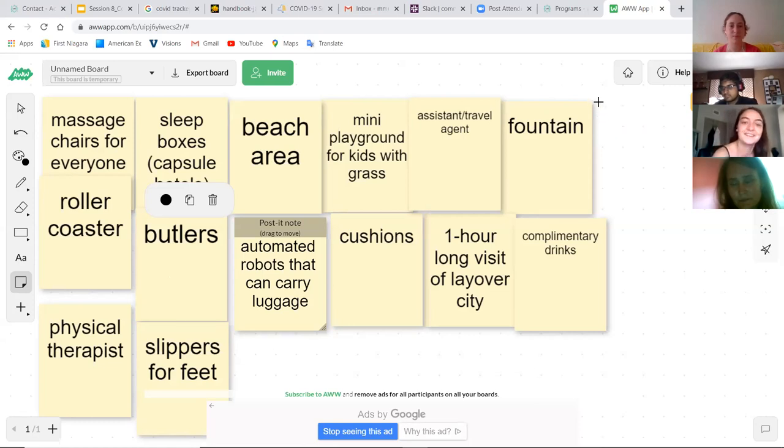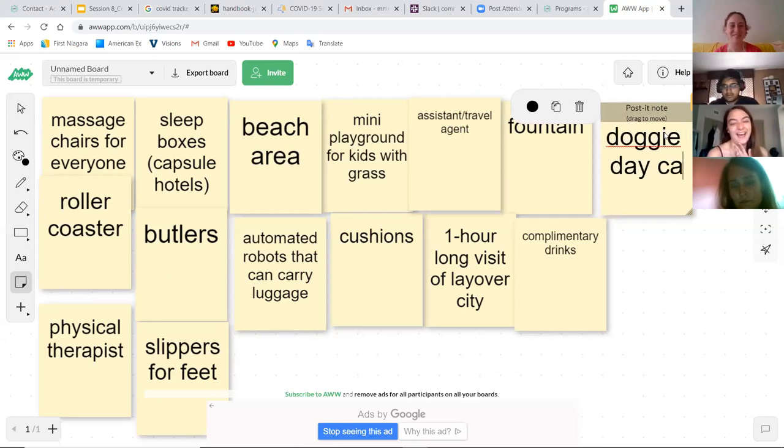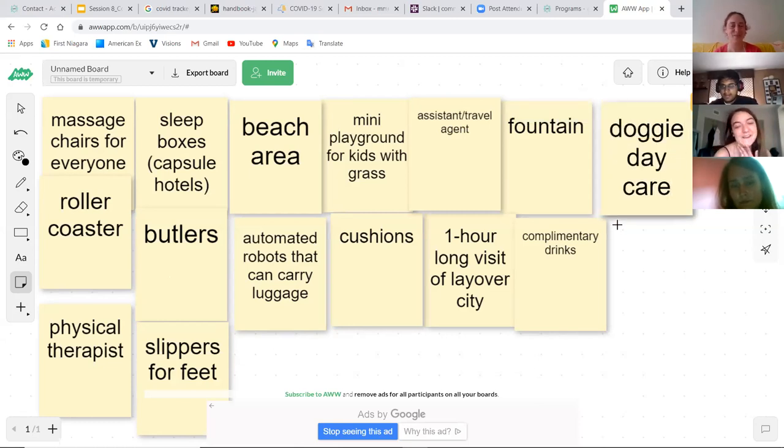Let's see. Doggy daycare. You guys are halfway there, 15. You gotta go for 15 more. Okay. Did you write my doggy daycare? Oh. It's important. What else?